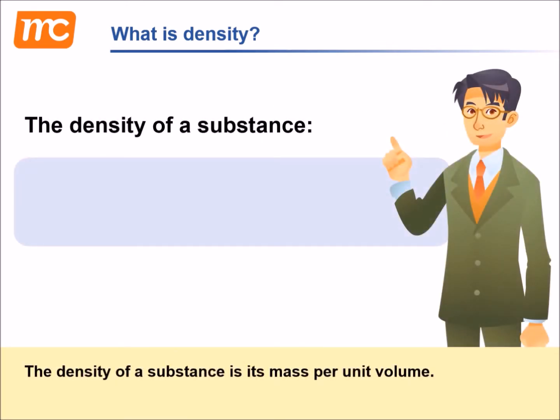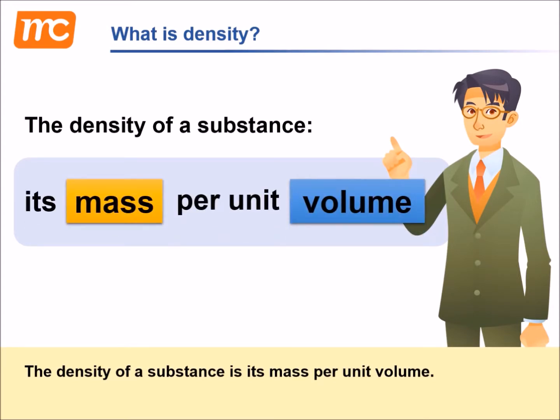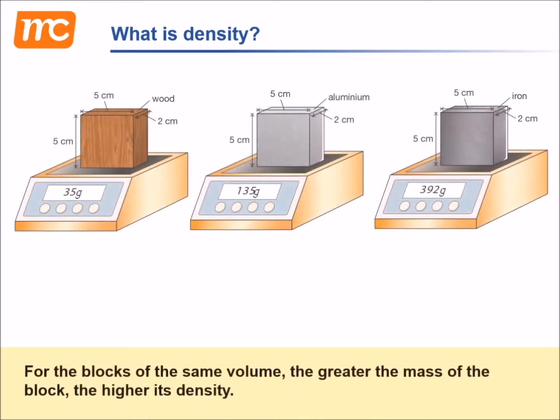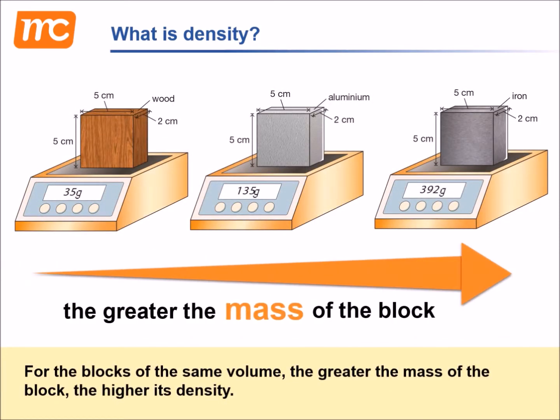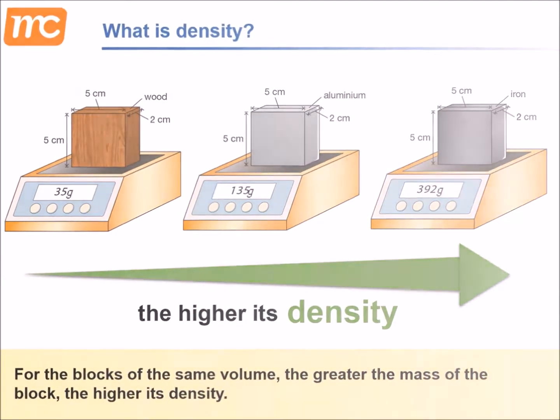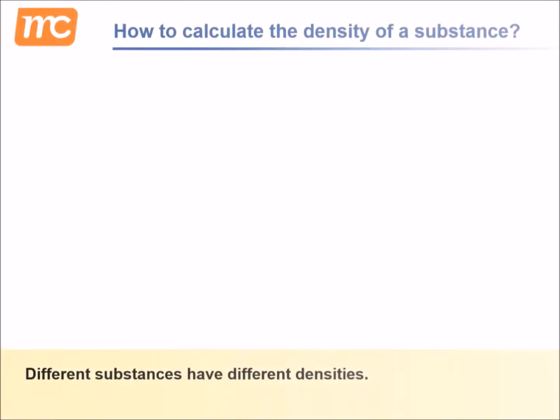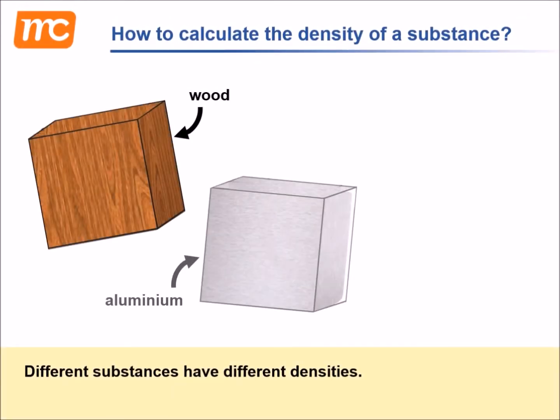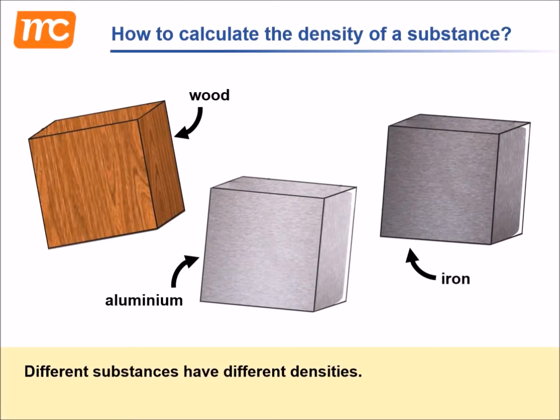The density of a substance is its mass per unit volume. For the blocks of the same volume, the greater the mass of the block, the higher its density. Different substances have different densities.